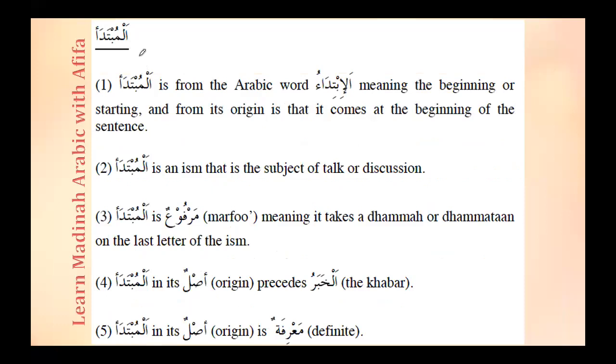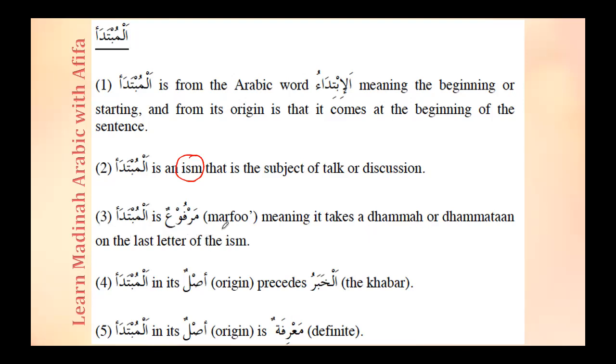Okay, this is also now a final recap of what we talked about today, which is al-mubtada'u. Mubtada'u is from the Arabic word al-ibtida'u, meaning the beginning or starting. And that's how the meaning comes. It comes in the beginning of the sentence. So al-mubtada'u is an ism. Ism means it's a noun. It's a subject. That is the subject of talk or discussion.